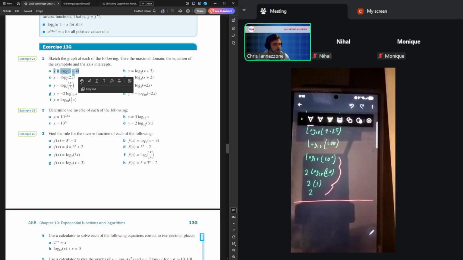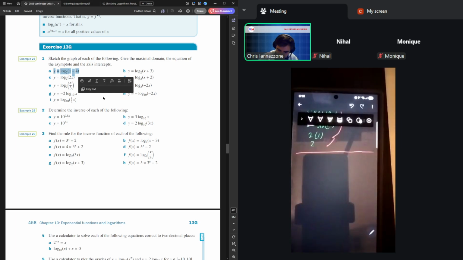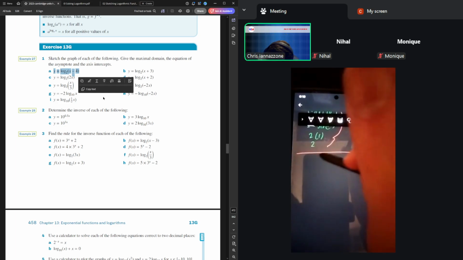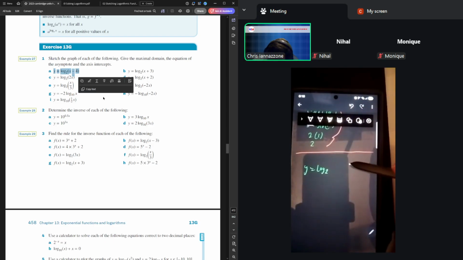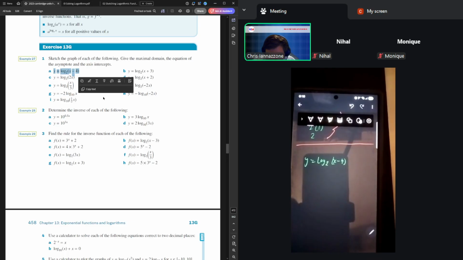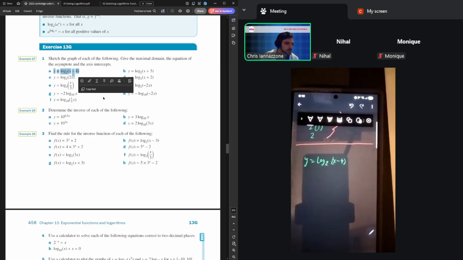Yeah, why not? Just simply 1a over here. We've got y equals log base 2 of (x minus 4). I've got a screen grab of the steps that we care about, should you wish to refer to those. How are we going to sketch this?